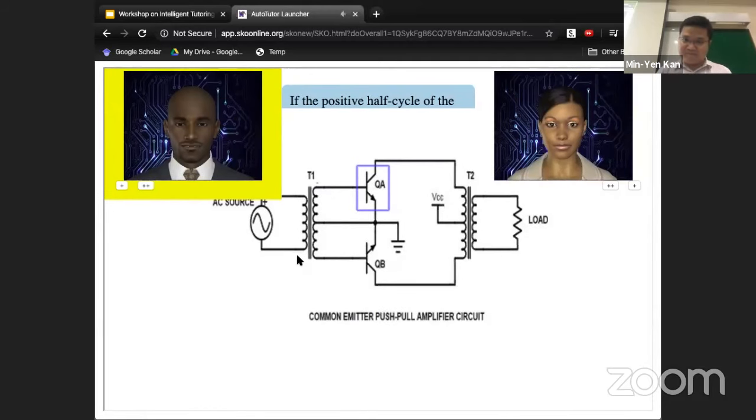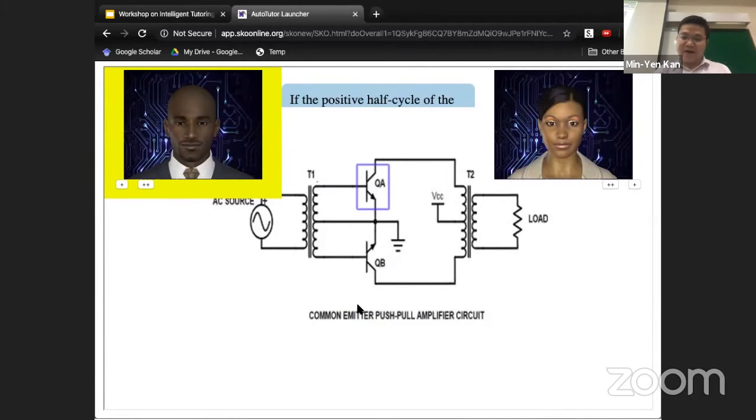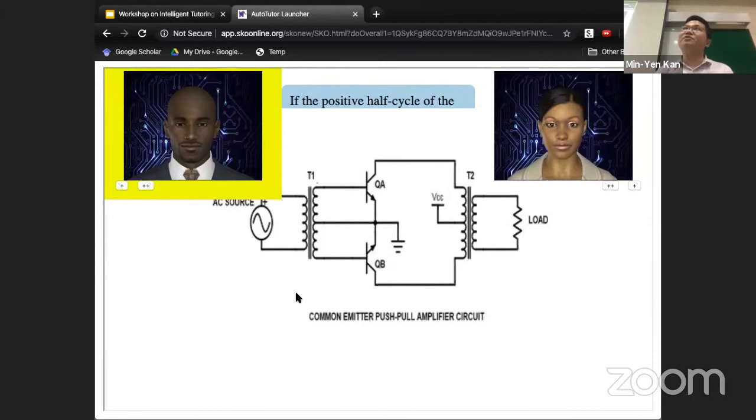If the positive half cycle in the input signal is at the positive terminal of transformer T1, why would the transistor be stopped conducting? So this is a question. This question is a so-called expectation. Then you set the student's response here. Here I can input the correct one and then it stops. But if I input the wrong answer, it will trigger the mechanism.